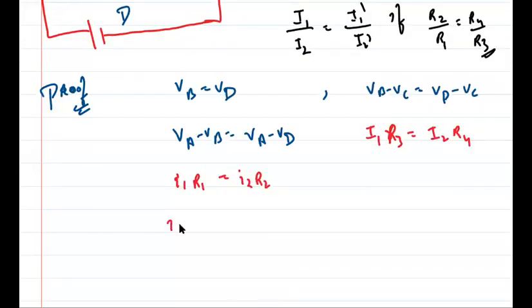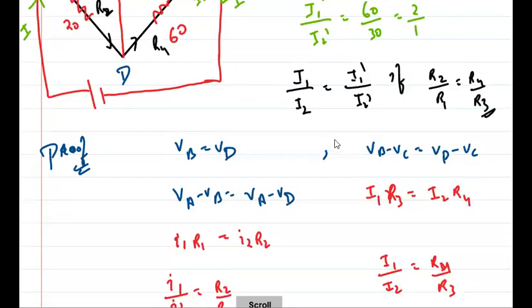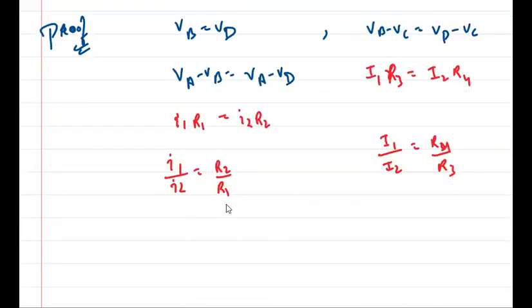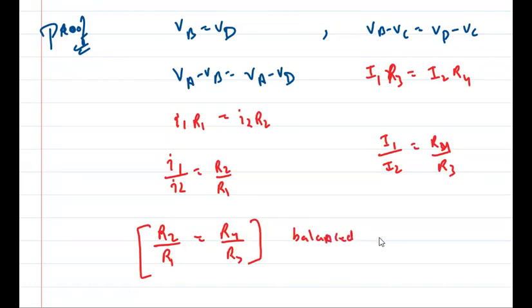So according to this, I1 by I2 is equal to R2 by R1. And here, I1 by I2 is equal to R4 by R3. These two are equal, I1 by I2 and I1 by I2. So can I say, sir, R2 by R1 is equal to R4 by R3? If the condition is this, it is called a balanced Wheatstone bridge.